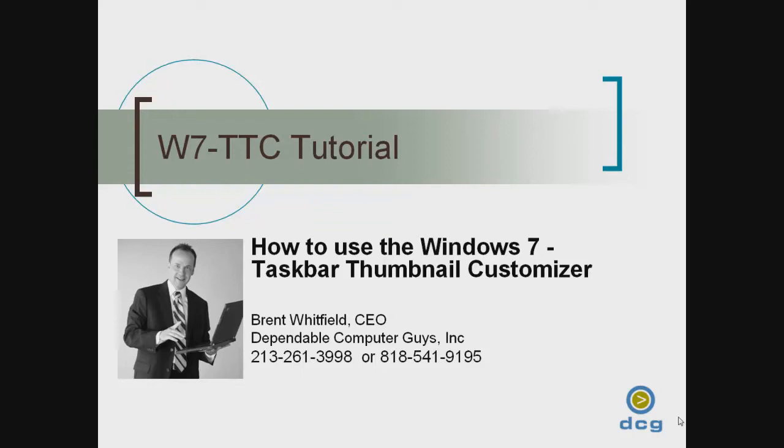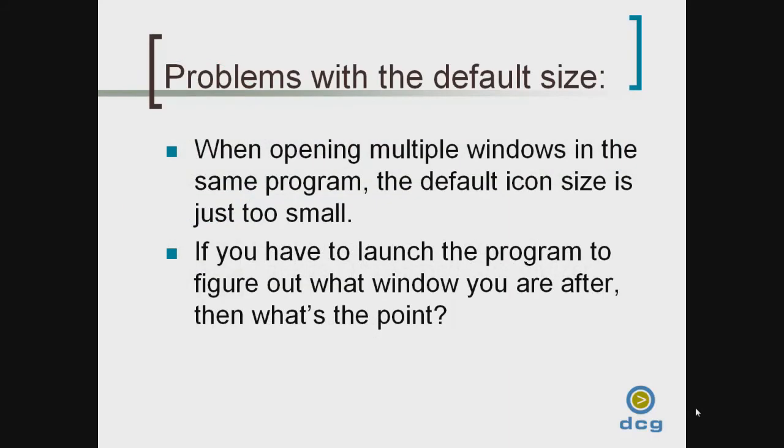I'm going to show you today how to use the Windows 7 taskbar thumbnail customizer to improve the look of the icons in Windows 7. One of the problems with Windows 7, as I see it, is that when you open multiple windows in the same program, the default icon size is so small that you really can't tell what the different programs you have running are. I think Microsoft got a lot of things right with Windows 7, but one of the things I think could be improved on is this icon size issue. It's something that comes up from time to time with our clients, so I'm going to show you today how to fix it.